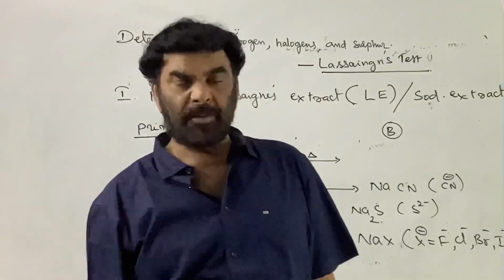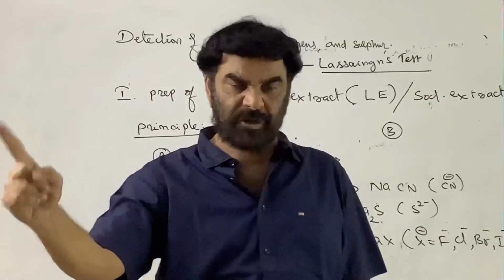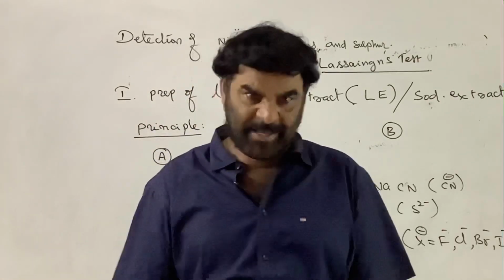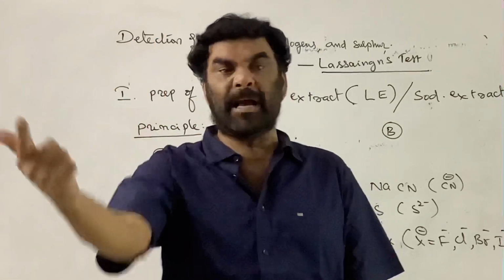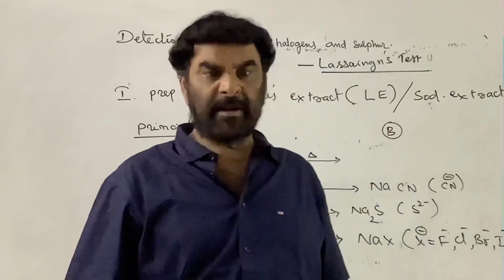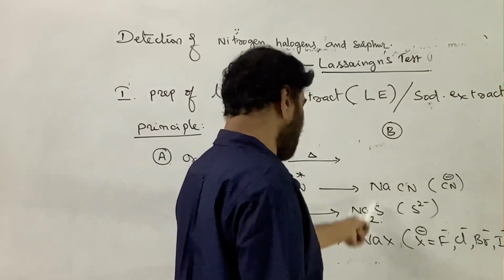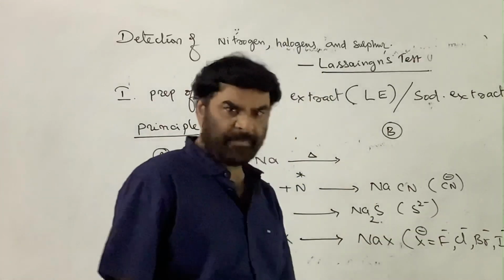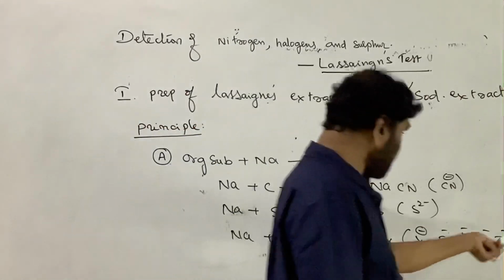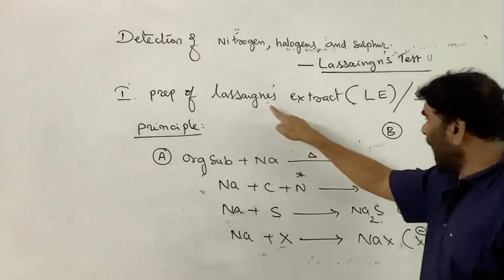If the given organic compound contains nitrogen, it is present in the final solution in the form of cyanide ion. If halogen is present, it appears in the Lassaigne's extract in the form of halide ion, and sulfur in the form of sulfide ion. The other things I will tell you later. The solution prepared by this procedure is called the sodium extract or Lassaigne's extract.